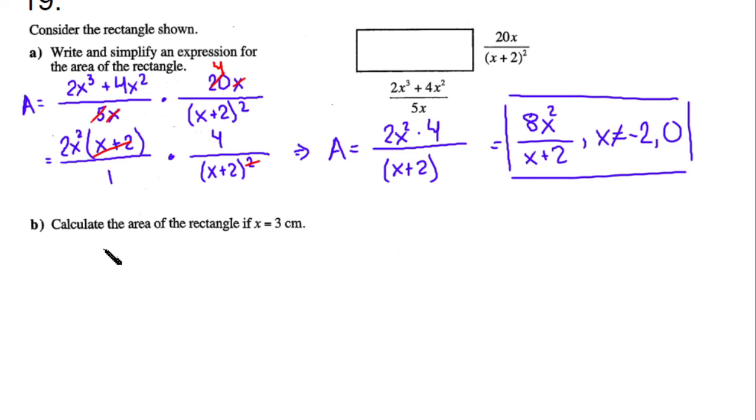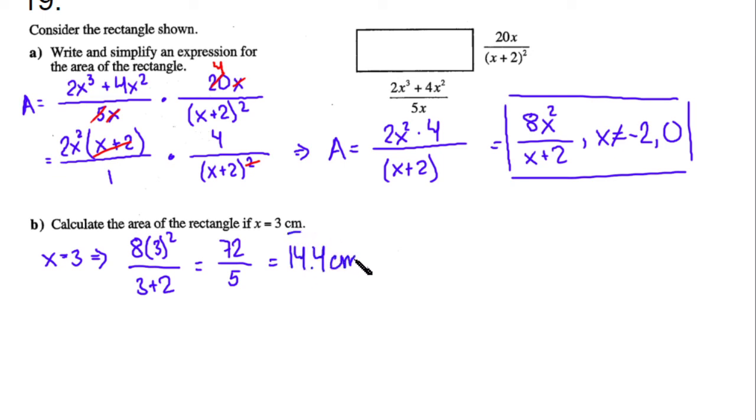In B, they want us to calculate the area of the rectangle if x equals 3. So if x equals 3, it's just a matter of plugging in, replacing the x here with 3. So it's going to be 8 times 3 squared over 3 plus 2. 3 squared is 9. 9 times 8 is 72. 3 plus 2 is 5. 72 divided by 5 is 14.4. The units are centimeters, so it's going to be centimeters squared.